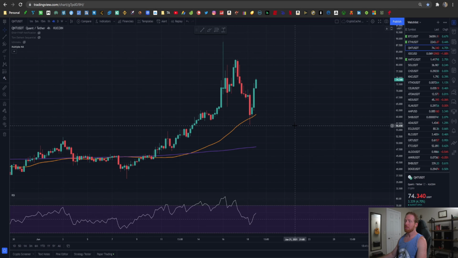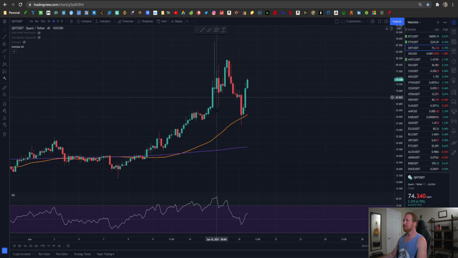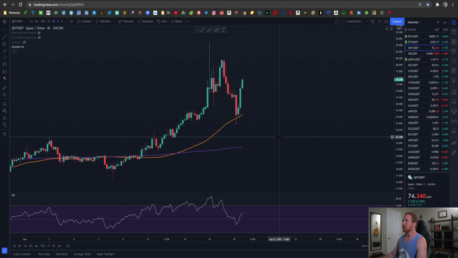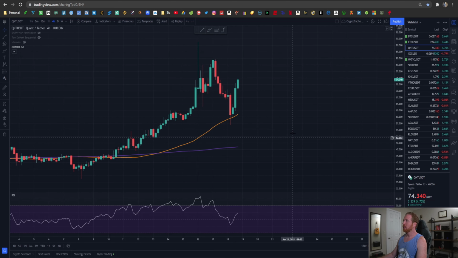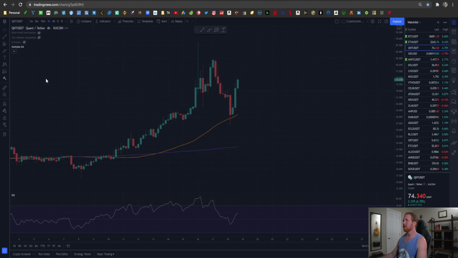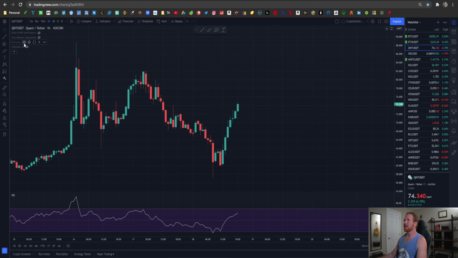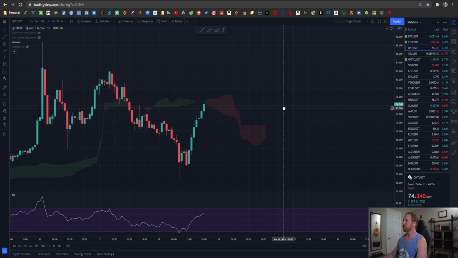There's likely some fundamental things that I'm not aware of here that are causing the price action to increase so rapidly. So that's where fundamentals are helpful. But generally speaking, that's what's going on here on the 4-hour chart. Let's take a look at the Ichimoku Cloud now on the 1-hour chart.